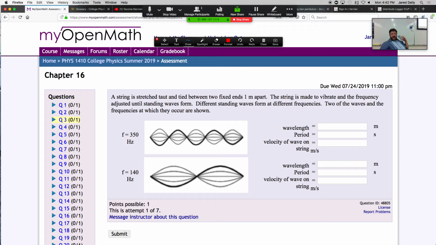Here's a standing wave problem, right? This is not the fundamental because it has this place where it crosses in the middle, right? The fundamental just goes straight from here over here like a jump rope, right? This is what we call the first harmonic. And it has a node, that place where the string doesn't move is a node. There's one node there. There are 1, 2, 3, 4 nodes here, right?